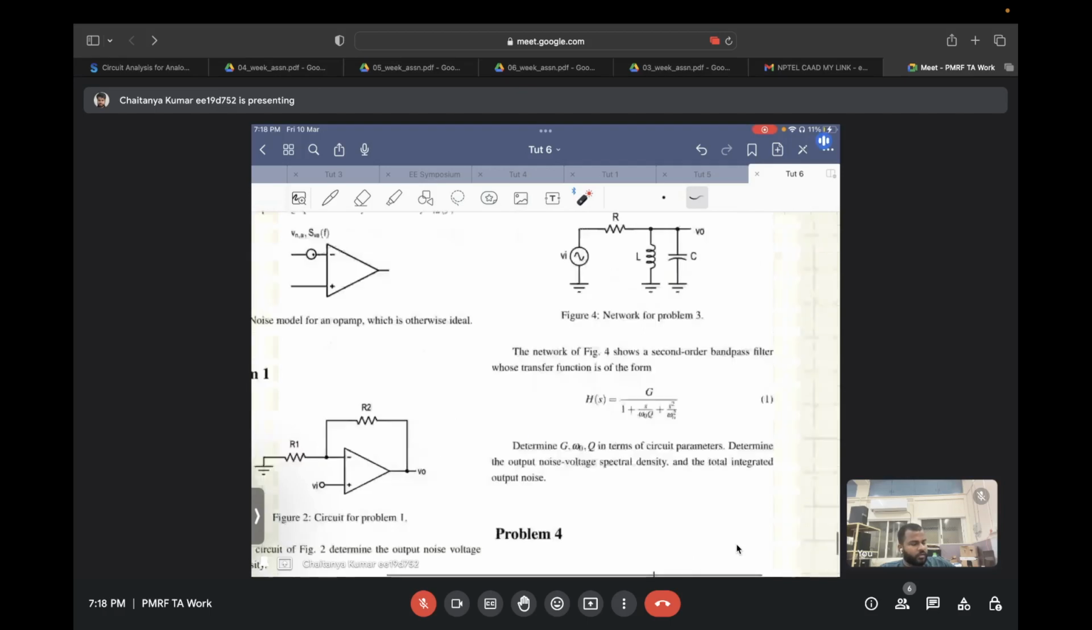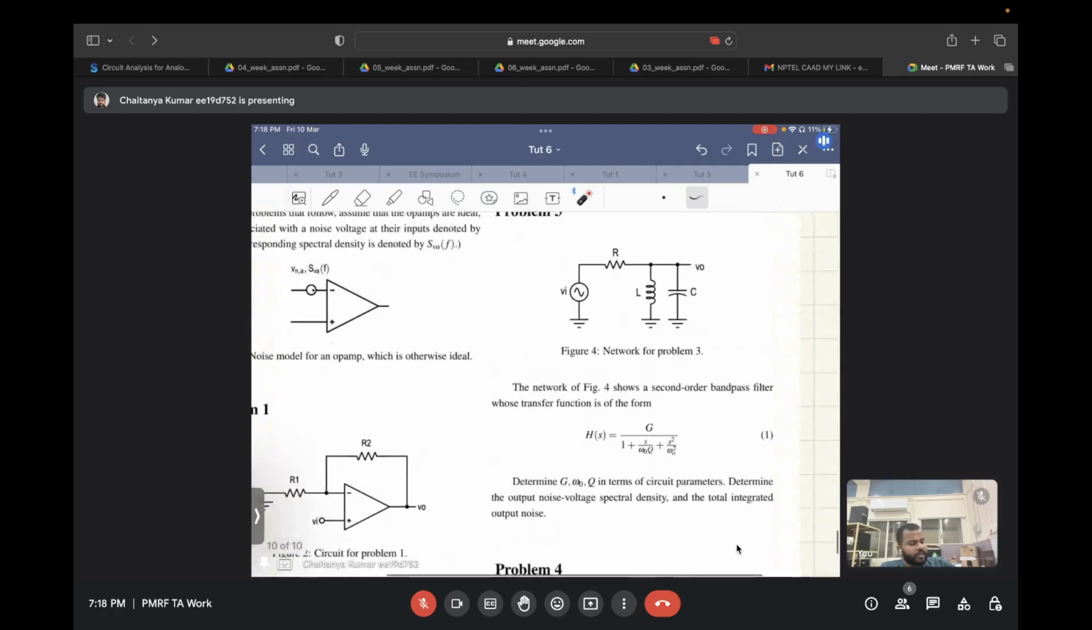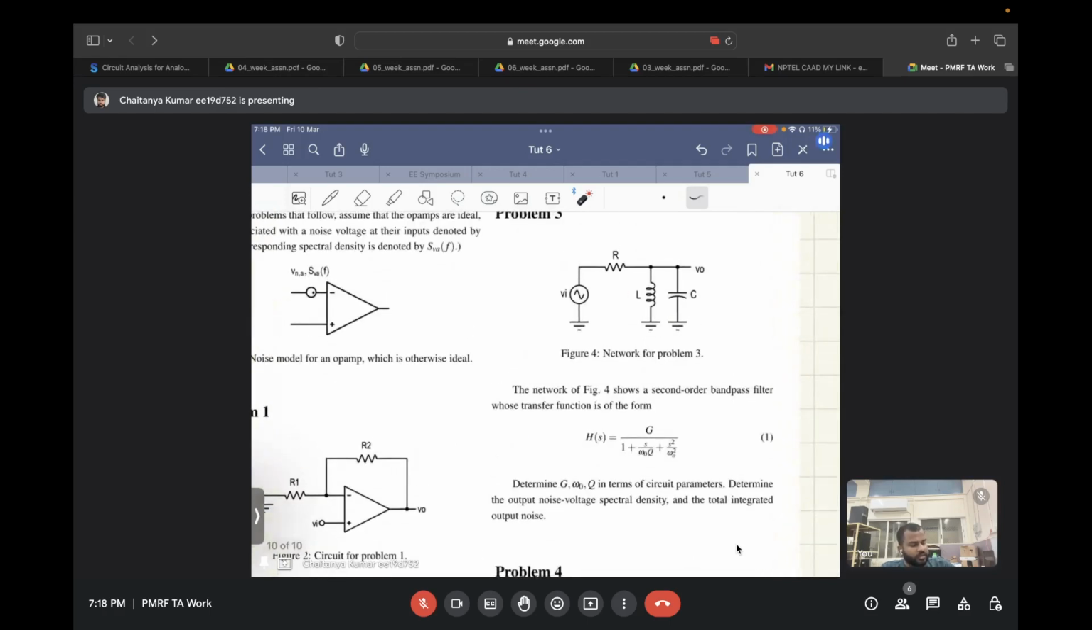To determine the gain, you need to find the transfer function. The impedance of the inductor is sL, and the impedance of the capacitor is 1 by sC. You just need to find the transfer function from here to here, compare it with the standard transfer function, and then calculate what is omega naught in terms of R, L, C, what is Q in terms of R, L, C, and what is G in terms of R, L, C.